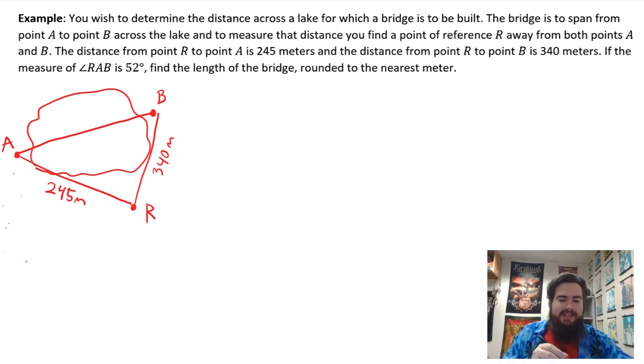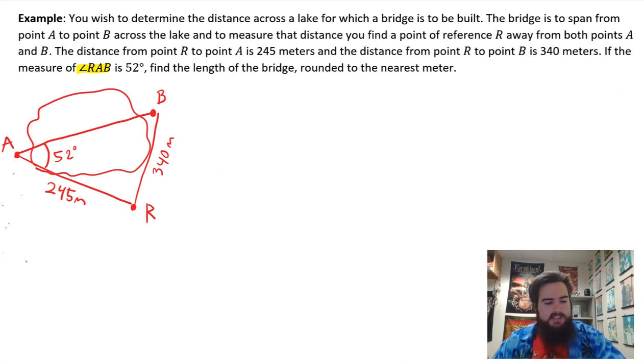When it says angle measure RAB, what that means is that we're talking about the angle measure that is formed by the corner from R to point A to point B. So that would be from R to point A to point B. The angle measure formed in that corner would refer to the angle measure at point A. This is 52 degrees.